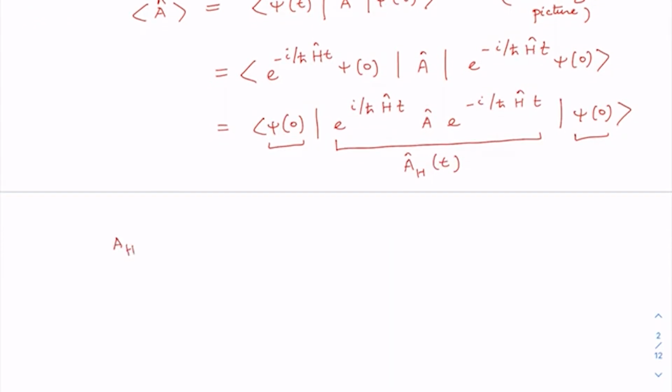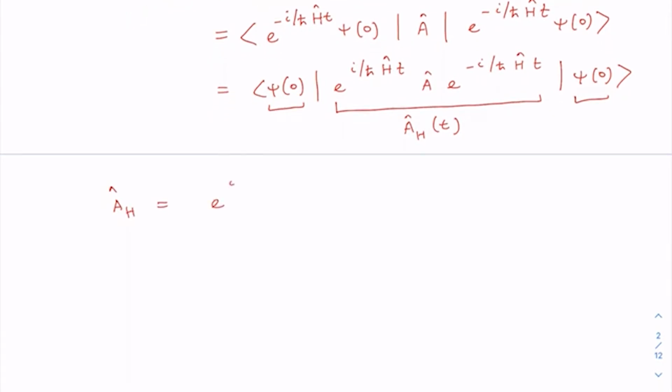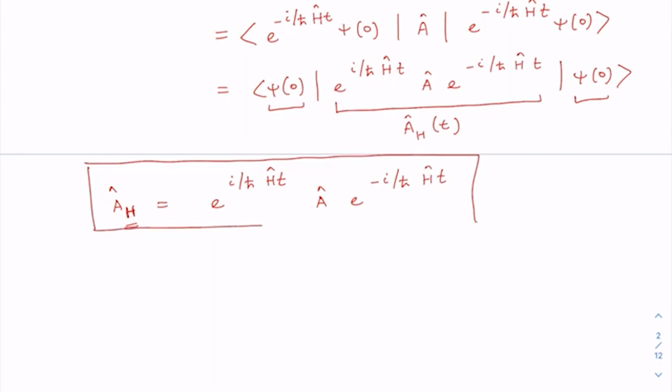So A_H, the operator in the Heisenberg picture, is simply e to the power i by h cross H t, where H is the Hamiltonian. Here this subscript H actually stands for Heisenberg. And you have here A, which is the Schrodinger operator, and here I have e to the power minus i by h cross H t. So with this background or recalling, now we can solve this problem.